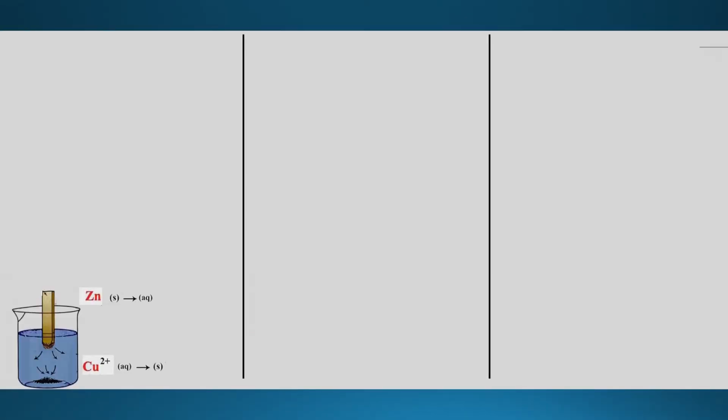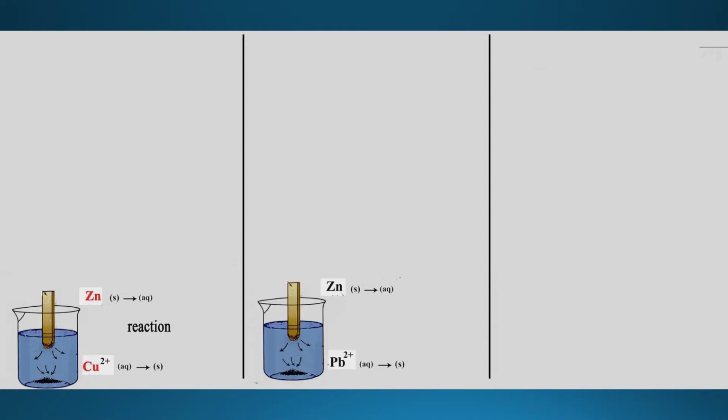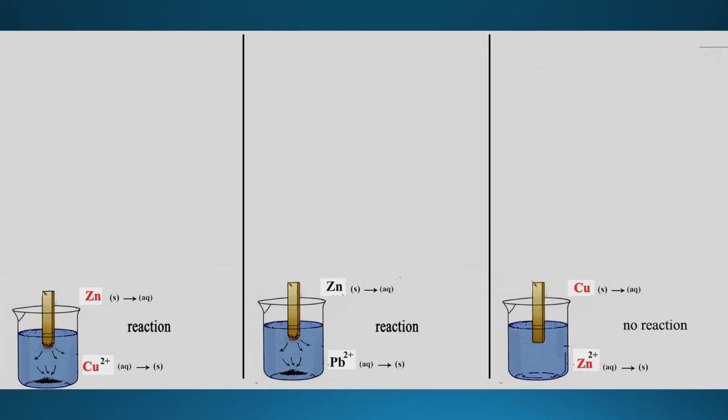Now we look at zinc and copper. Zinc and copper, the reaction takes place. If you put zinc and lead, the reaction also takes place. But if you put copper and zinc, no reaction. Students, you may start to be a bit confused. How come some have reaction, some no reaction? When is there going to be a reaction?